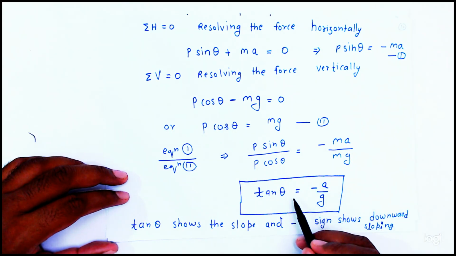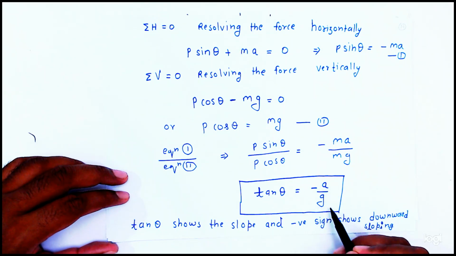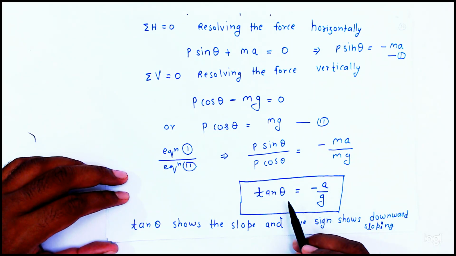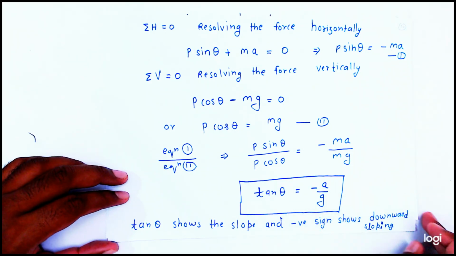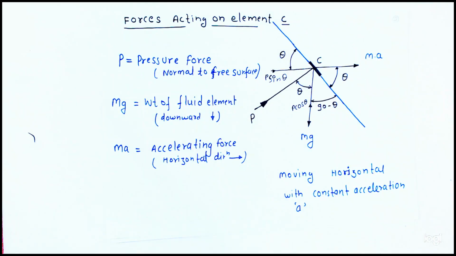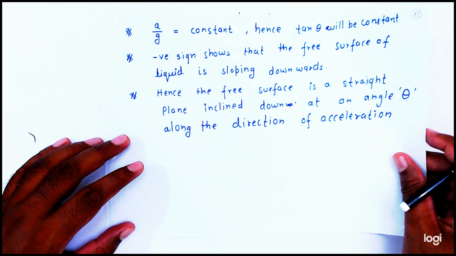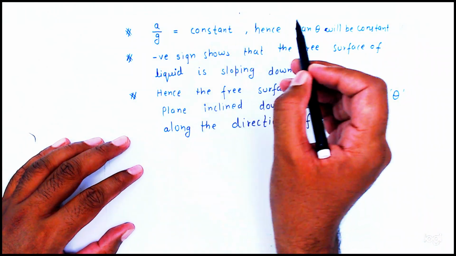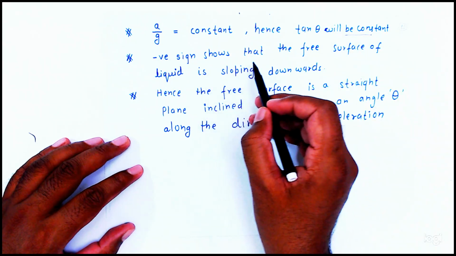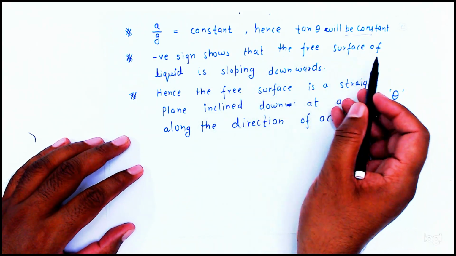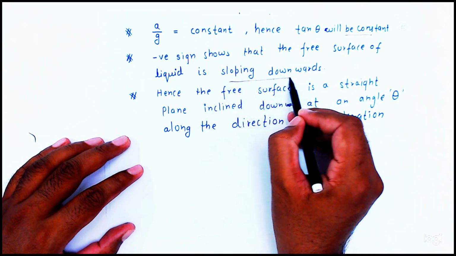So slope is equal to what? Here no square is there. It means the tan theta, which is slope, is a straight line with downward direction. Getting, friends? Here a by g is constant, hence tan theta will be constant, and the negative sign shows that the free surface of the liquid is sloping downward.